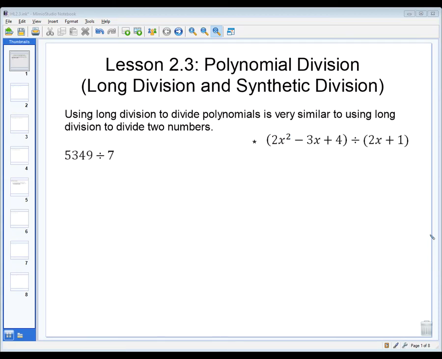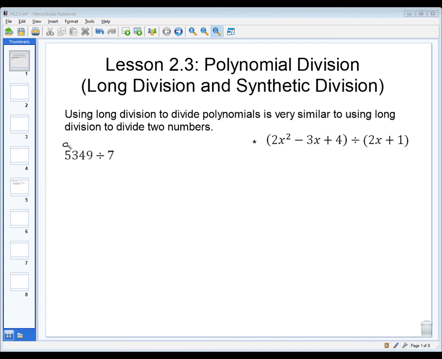Today our lesson is on 2.3, dividing polynomials. We're going to learn two different methods. The first method you're learning is long division. When we're using long division to divide polynomials, it's the same as when we're using long division to divide two different numbers. So here's a reminder of how to divide two different numbers.